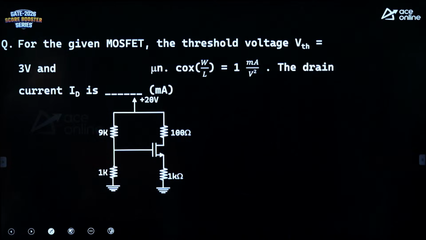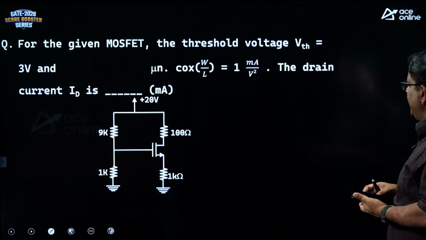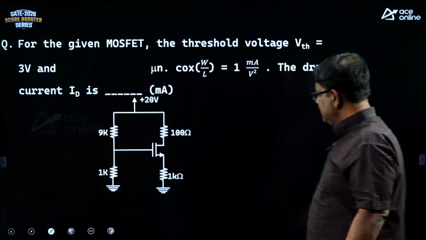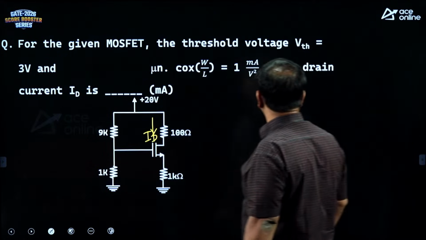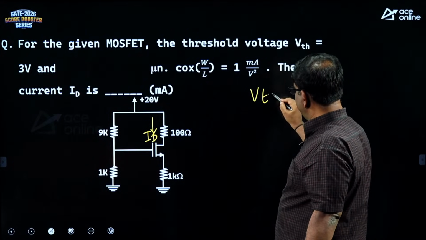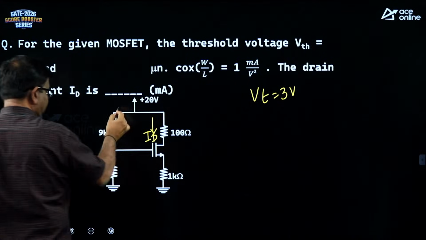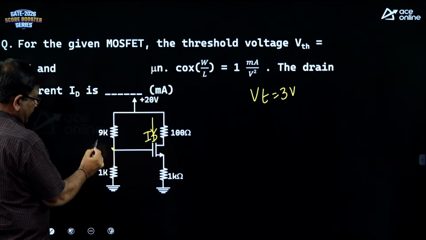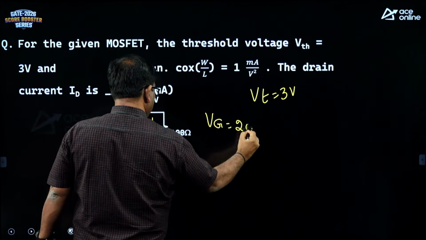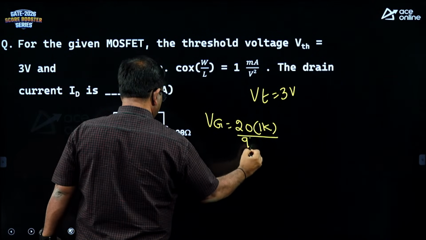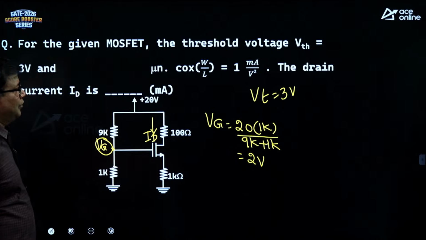Now, for the given MOSFET, the threshold voltage VTH is 3 volt, mu Cox W by L is 1, and you are asked to find the drain current ID. The threshold voltage is given as 3 volt. Okay, so let us start the problem. By voltage division, the gate voltage, first let us calculate, VG is going to be 20 into 1K by 9K plus 1K. It is going to be 2 volt. So, the voltage here is 2.